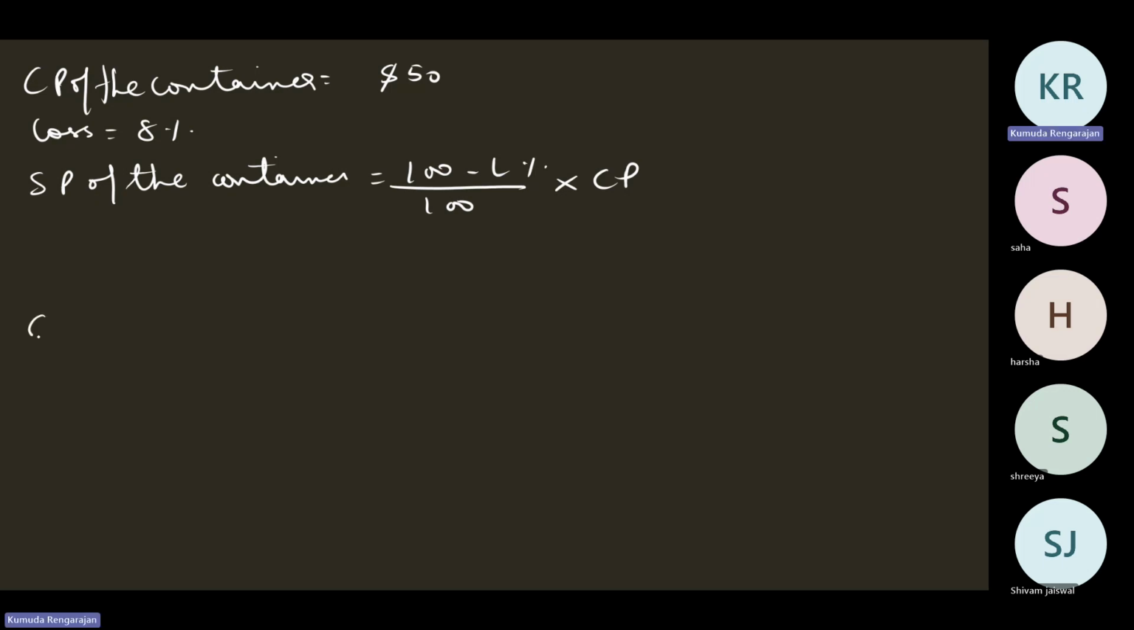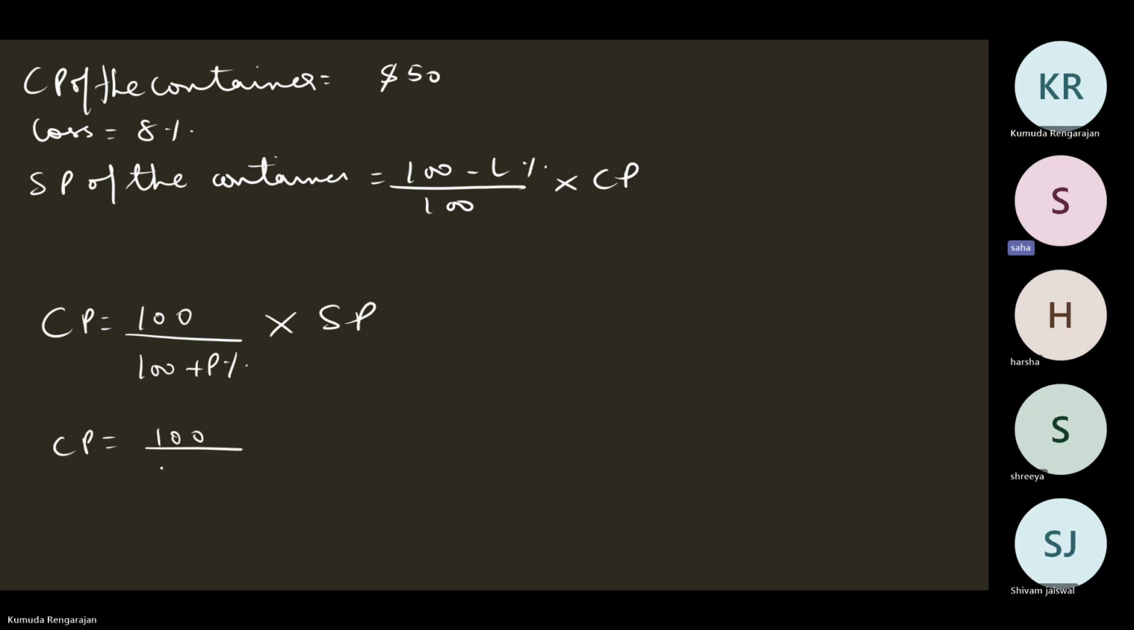Yeah, children. So how do we find the CP? The formula when we have to find the CP: what will be in the numerator? 100. 100 by, if it's a profit, 100 plus profit percent into SP. If it's a loss, 100 by 100 minus loss percent into SP.